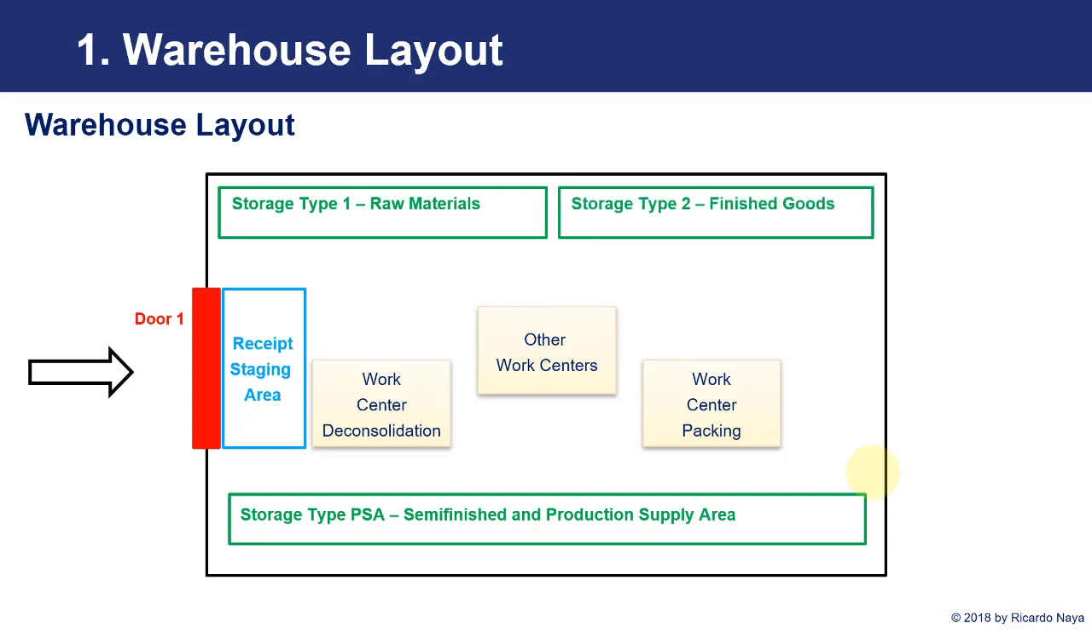We might need to store these finished goods already packed, waiting for the sales order for being delivered. And so they are going to be in a different storage type. In this case, they could be in the same storage type of raw materials, or it all depends on how we want to define the warehouse, the warehouse layout.